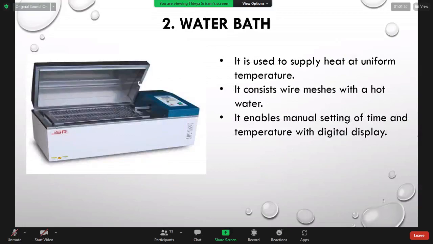Now we will see about the water bath, which can give a uniform temperature. If we want to heat the particular sample in the water bath, we can maintain a uniform temperature. If we are going to use 60 degrees Celsius, we can set 60 degrees Celsius as the optimum temperature. As well as, if we want to heat for 1 hour, we can set the time as 1 hour. In that 1 hour, we can get a uniform temperature for these samples.